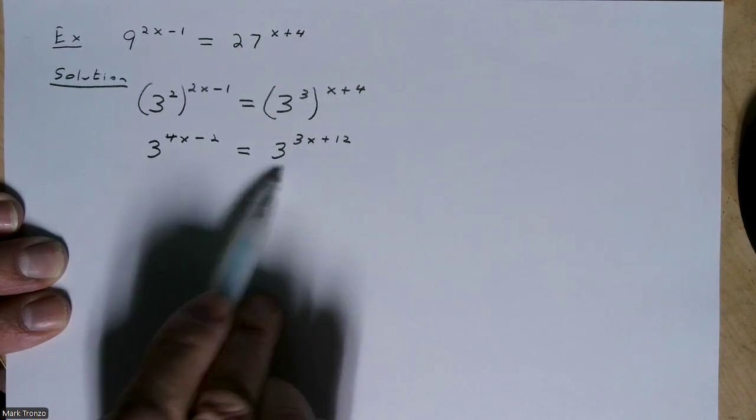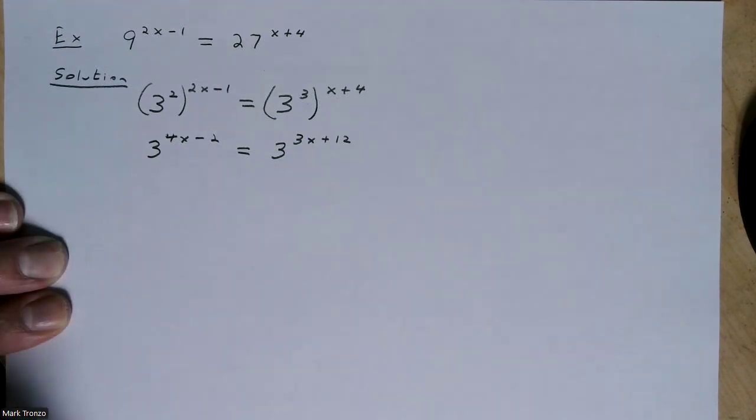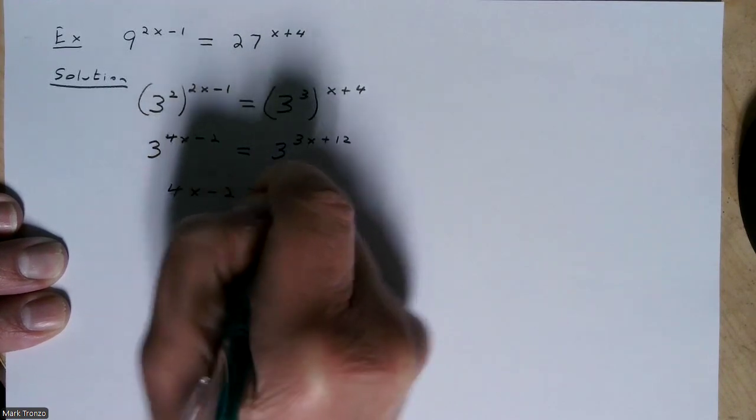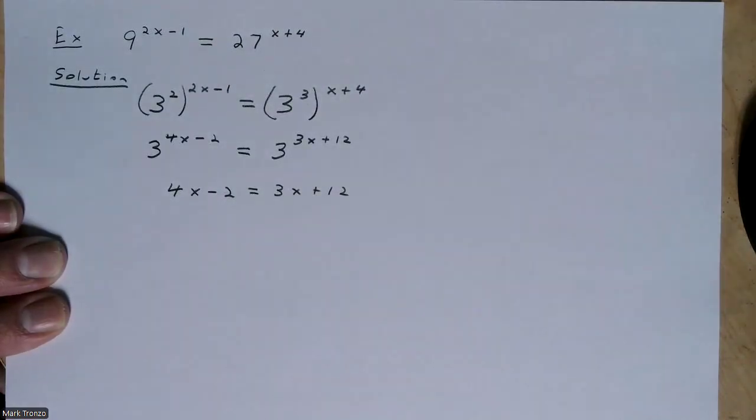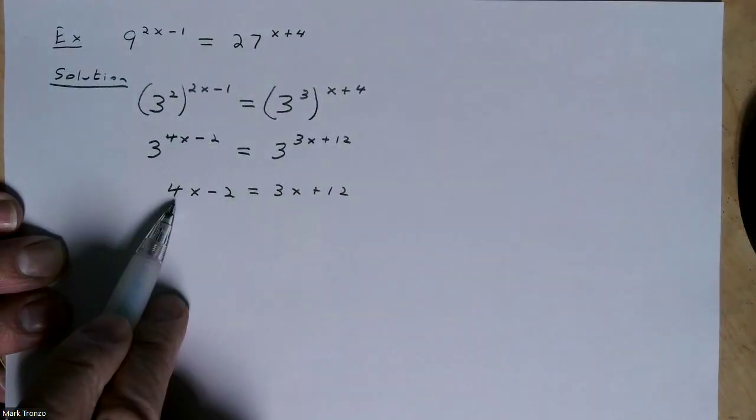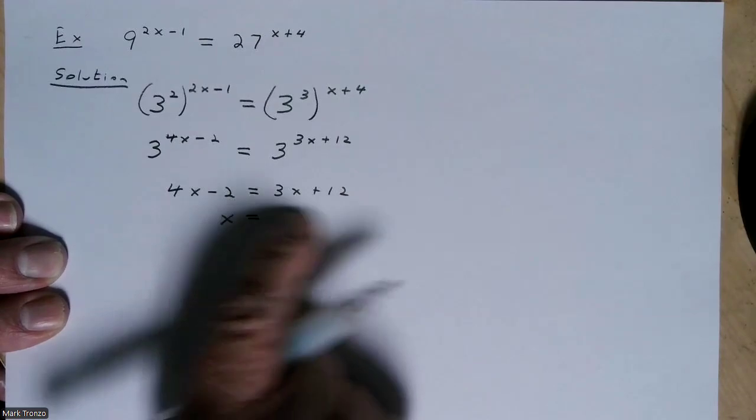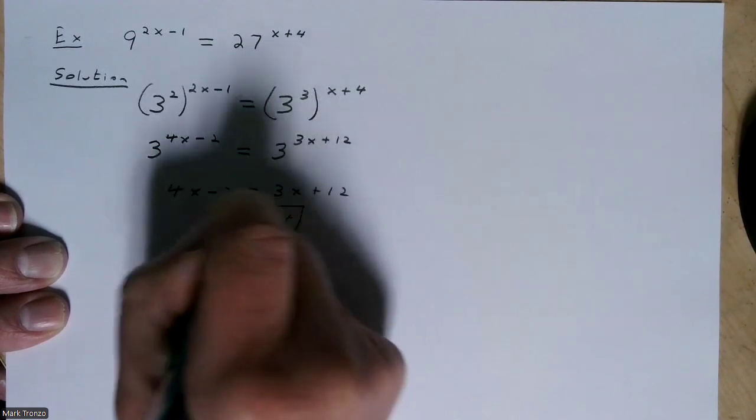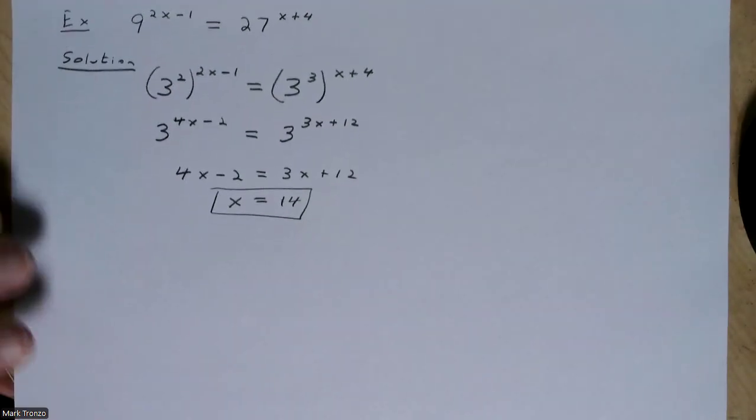Again, we have the bases equal, so we can set the exponents equal once we have the bases equal. So we can make this 4x minus 2 equal 3x plus 12, like this. And let's bring the 3x over here, combine with this, that's just going to be x. Bring the 2 over here, that's going to be 14. So that's the answer to this problem up above here. Let's do a couple more.